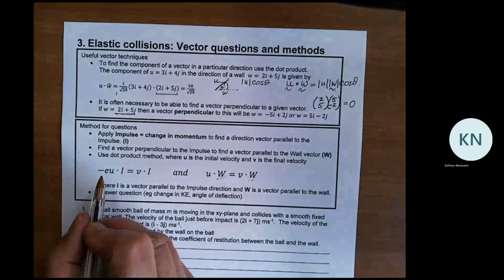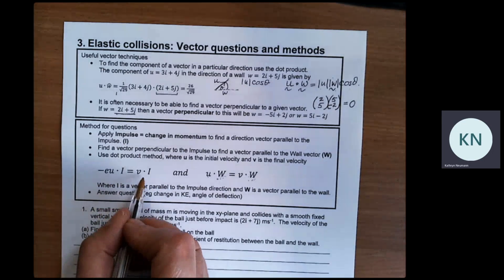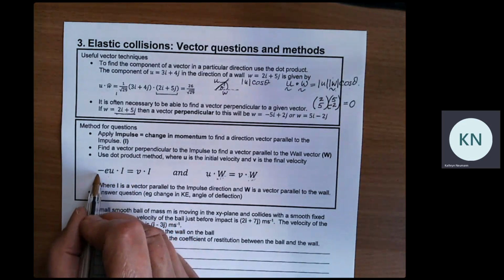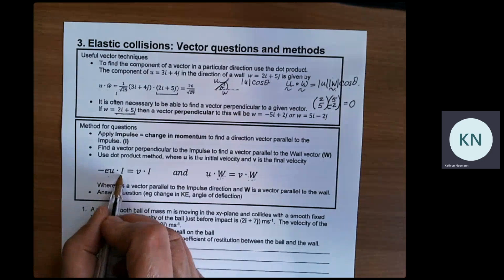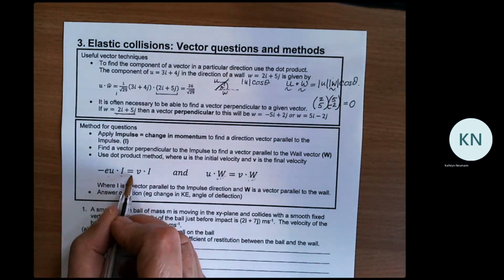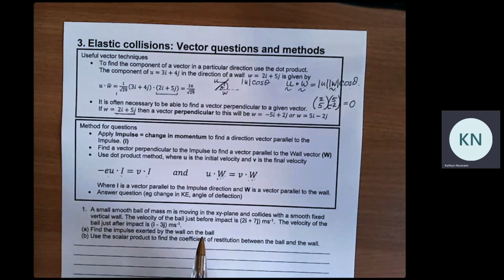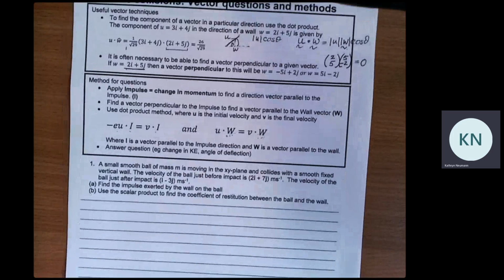This one here is equivalent to E times U equals V, but we've got to take into account the change of direction. So we say minus EU dot I, where I is the impulse direction, is equal to V dot I. So we can then answer the question, might be kinetic energy, it might be an angle of deflection. So let's take a look at the first example.